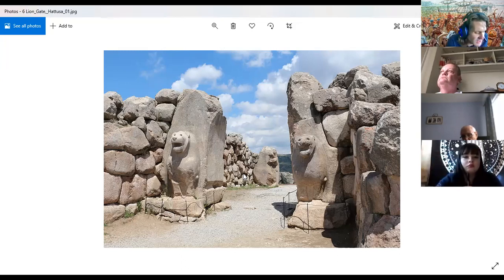Whatever their origins, the sea people went to Egypt and they were destroyed by Ramesses III's marshaled forces.